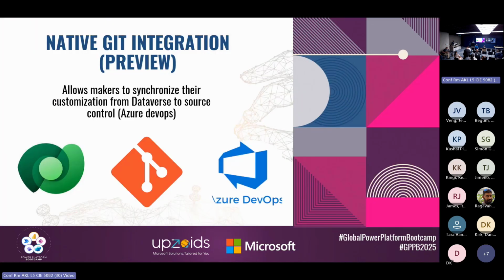And so what I'm going to show today is a preview feature that Microsoft's been working on called the native Git integration. So what that does is it takes your customizations from Dataverse, your solution. It uses a common open source technology called Git to take those customizations and put them into DevOps. And so that gives us source control of our changes to Dataverse, right?